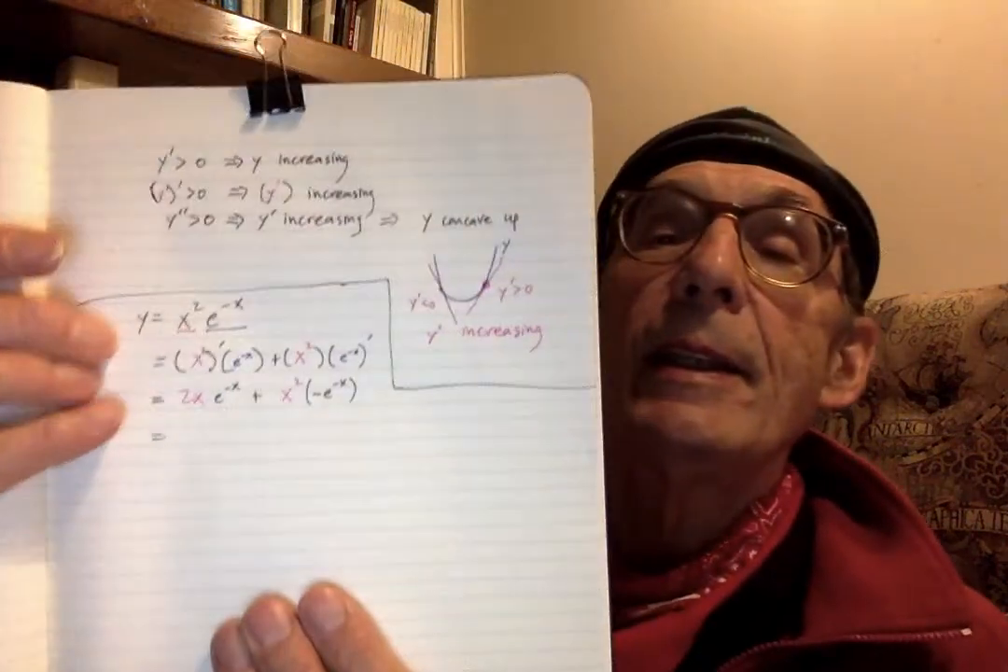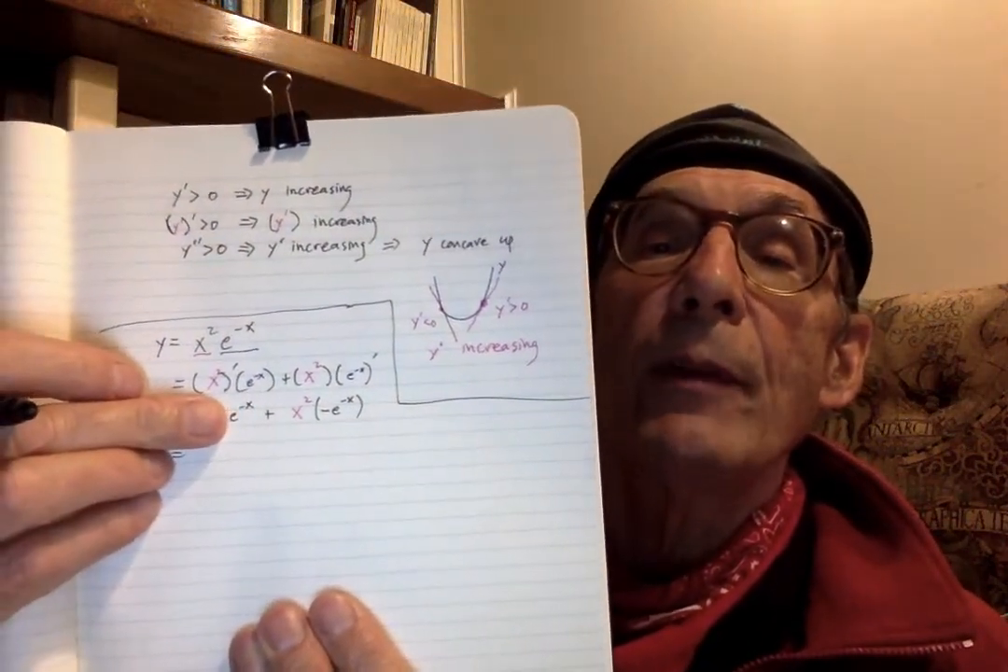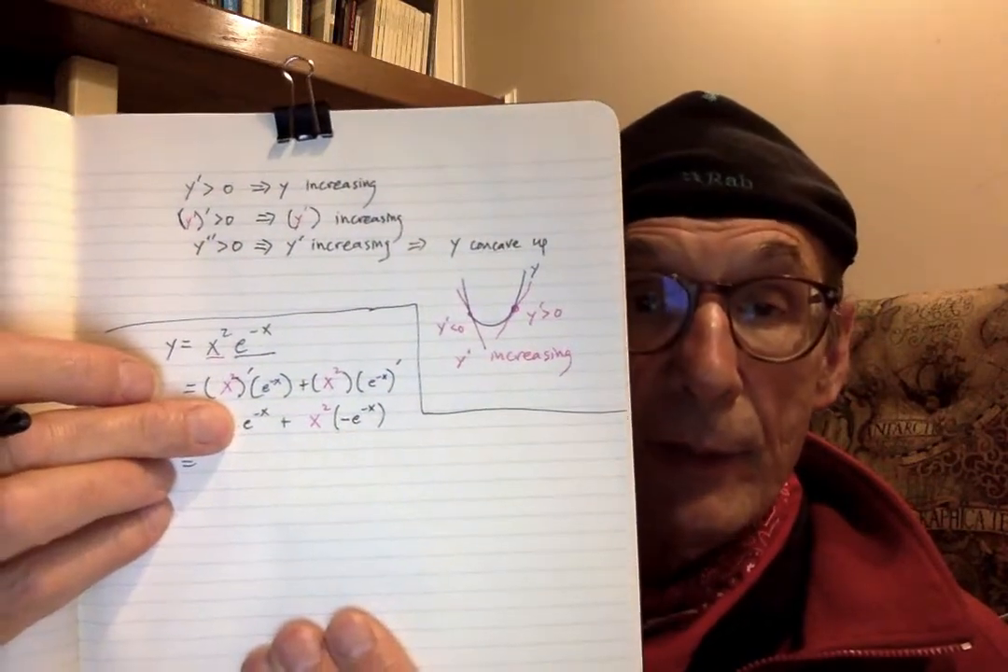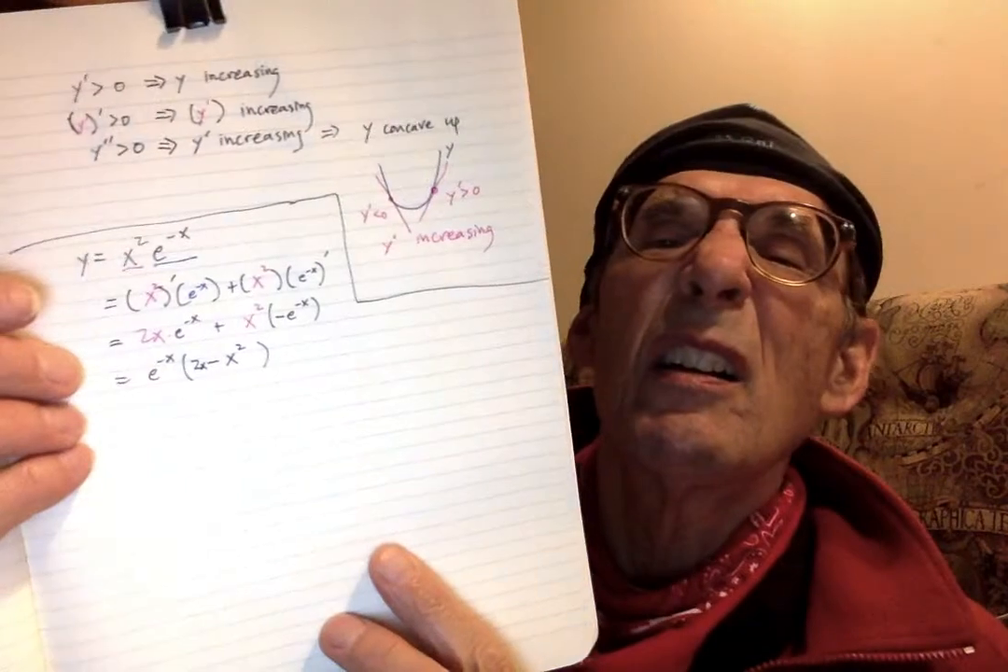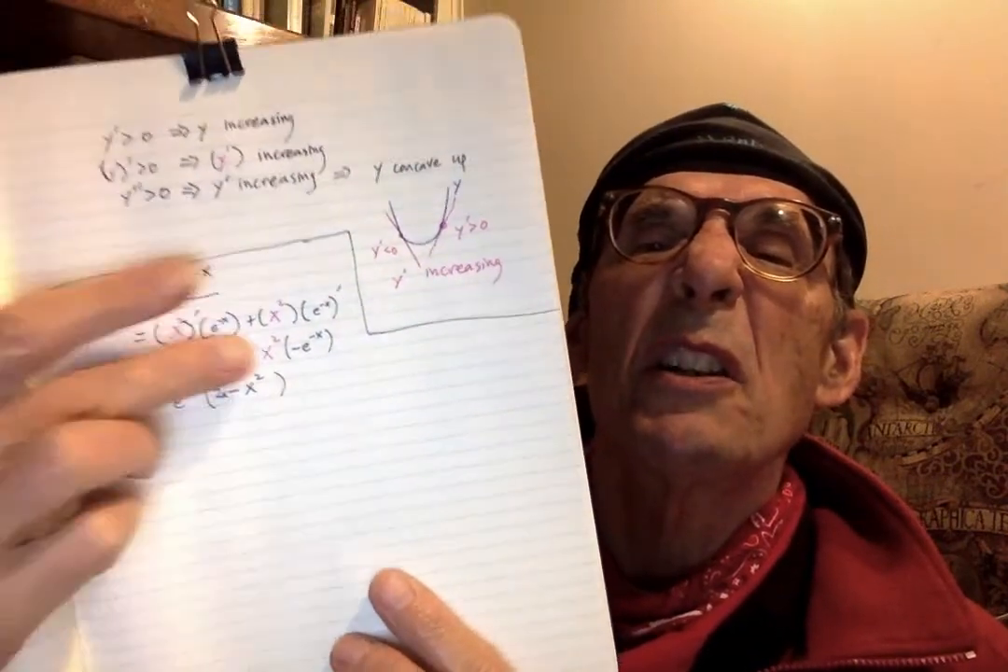Okay, so we haven't done much algebra yet, but we have to do a little algebra here. Notice that when I did this derivative, I have a common factor of e to the minus x. So I'm going to pull out the common factor, and what's left over is 2x minus x squared. So we got a 2x here and an x squared there.